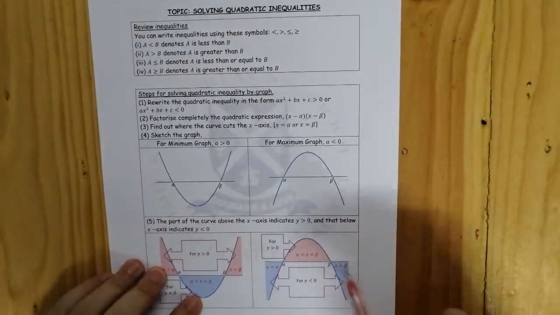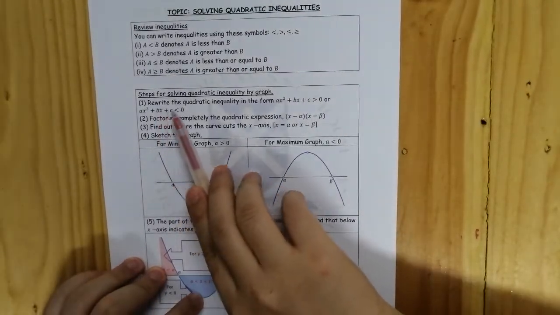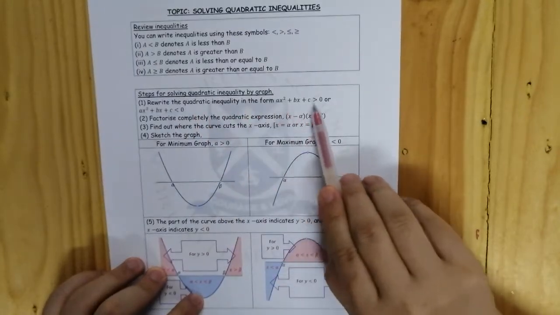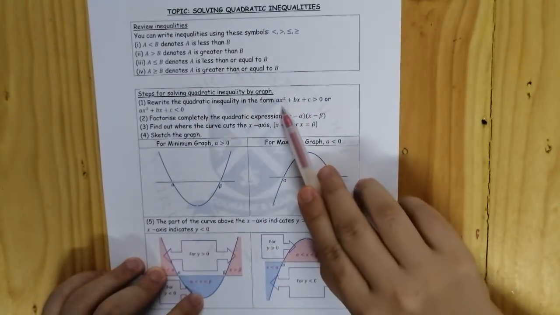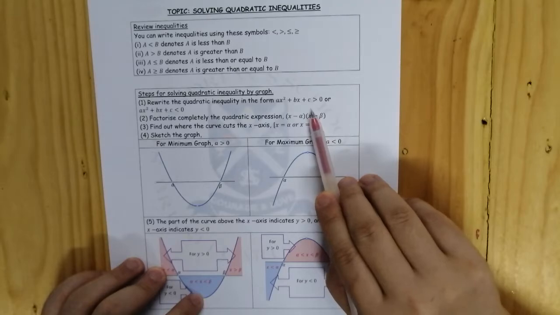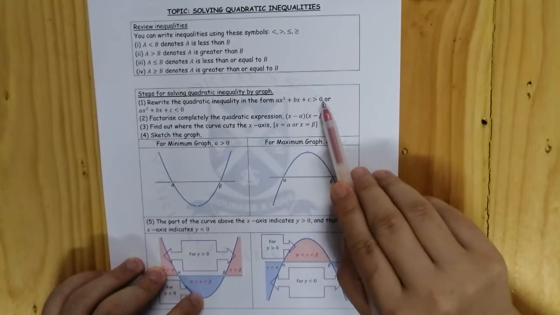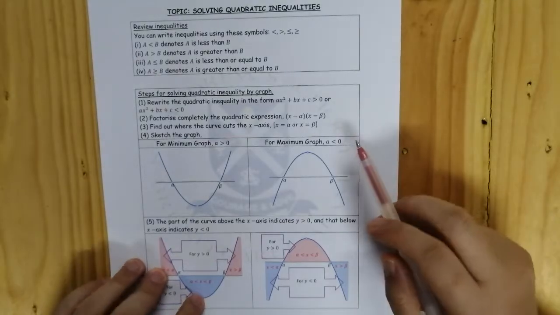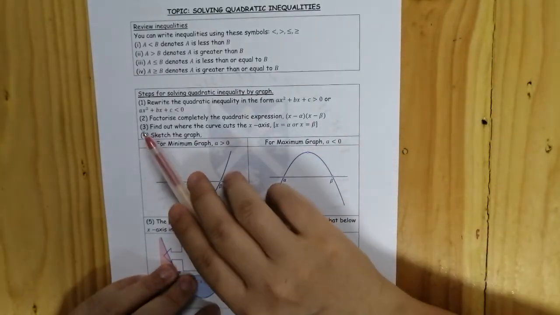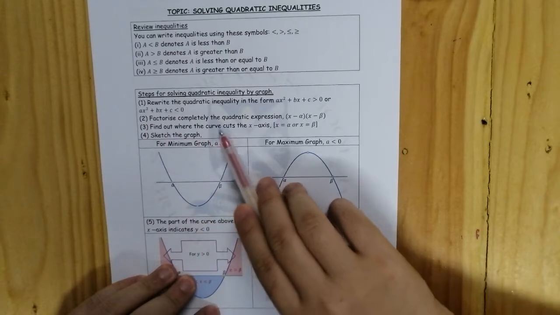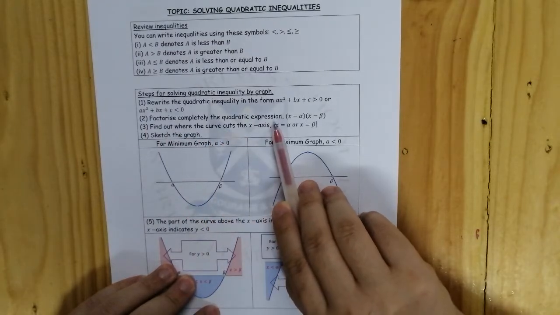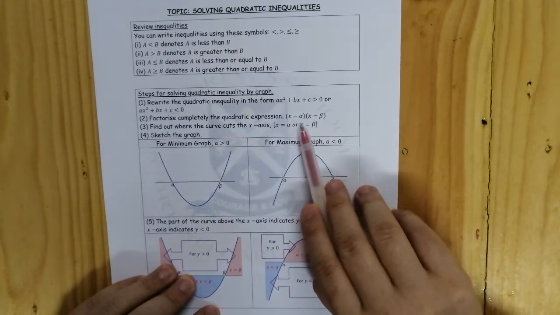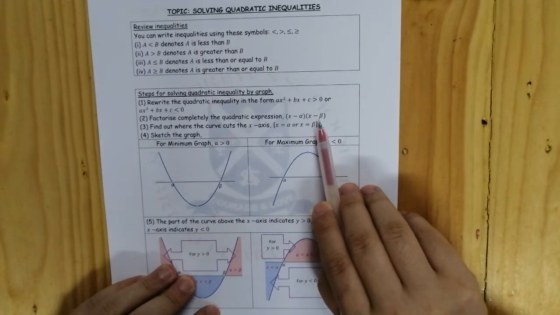Moving on, there are 5 steps in order to solve quadratic inequality by graphing. The first step is to rewrite our quadratic inequality in its general expression form, ax squared plus bx plus c, either greater than 0 or less than 0 depending on the condition from the question itself. Second step is to factorize completely our quadratic expression.